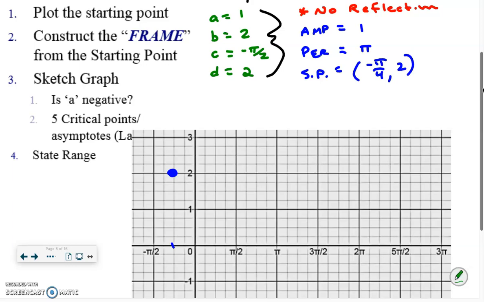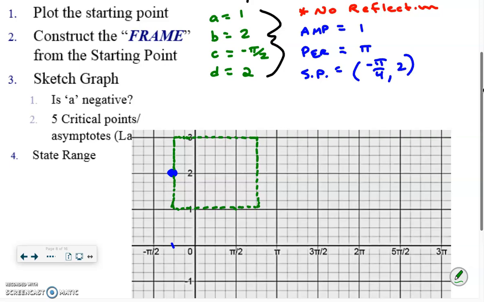We build the frame by moving up the amplitude. My amplitude is 1, so I'm going to go up 1 unit. I'm going to move down the amplitude. Amplitude is also 1, so up 1, down 1. Now we're going to move over the period. The period, remember, is pi. It's not 2 pi in this case. So I'm going to move over the amount of pi. So we're over pi, and now we have our outer frame.